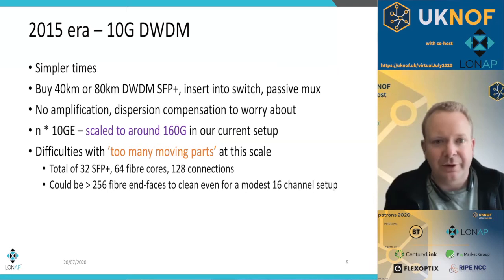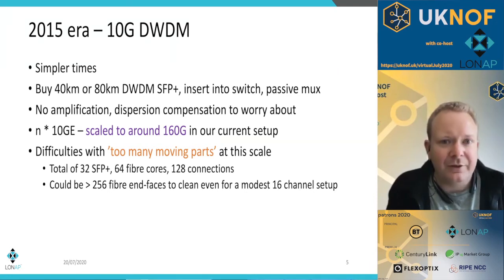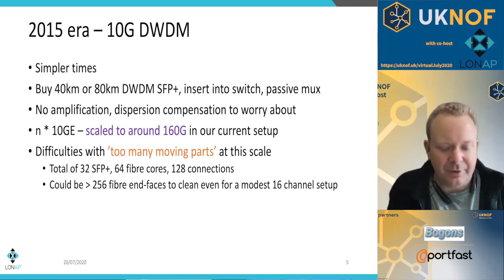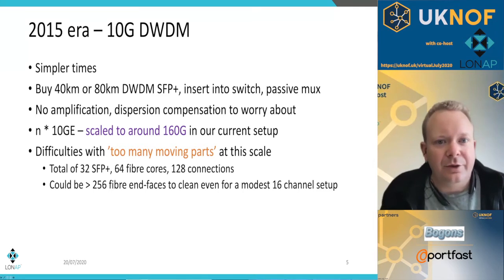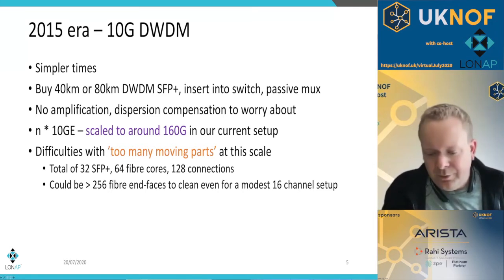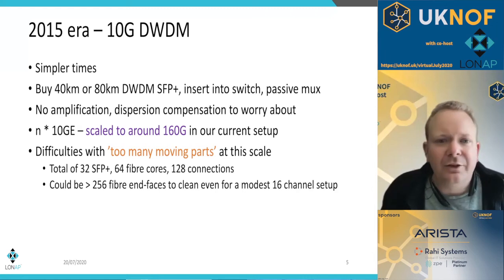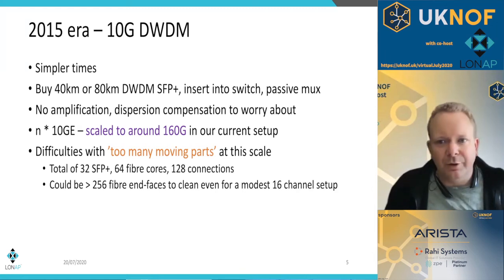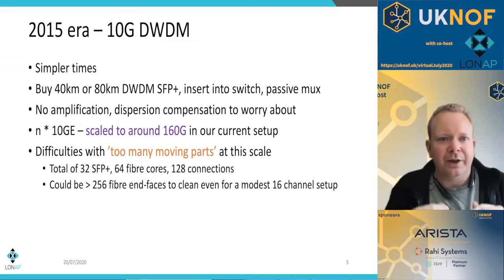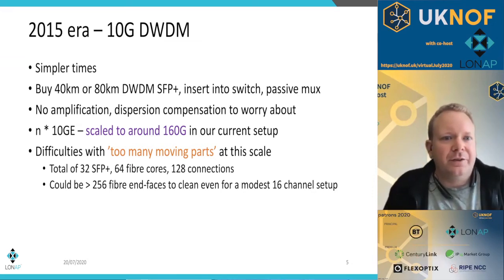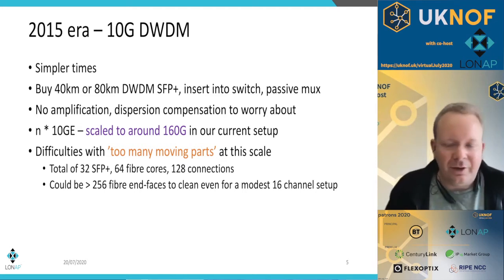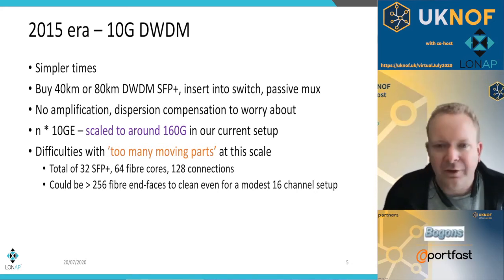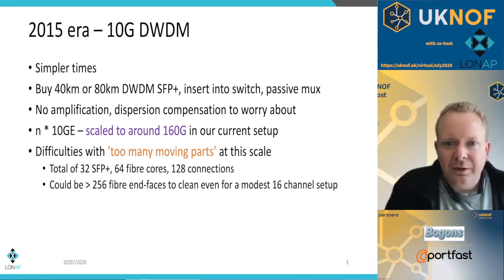2015 era, I've said, it was simpler times. You simply buy these 40 or 80K SFP+ optics, and you insert them into your switch, use a passive mux. It is nice and easy. We don't have any amplification or dispersion compensation to worry about. But as we started to scale this beyond about 16 channels, we got into a lot of moving parts. You think, oh, I have like 16 channels, I have 32 SFP+ optics, we have 64 fiber cores, we have 128 connections. It means you actually have to clean 256 fiber end faces for even a modest 160 gig link.